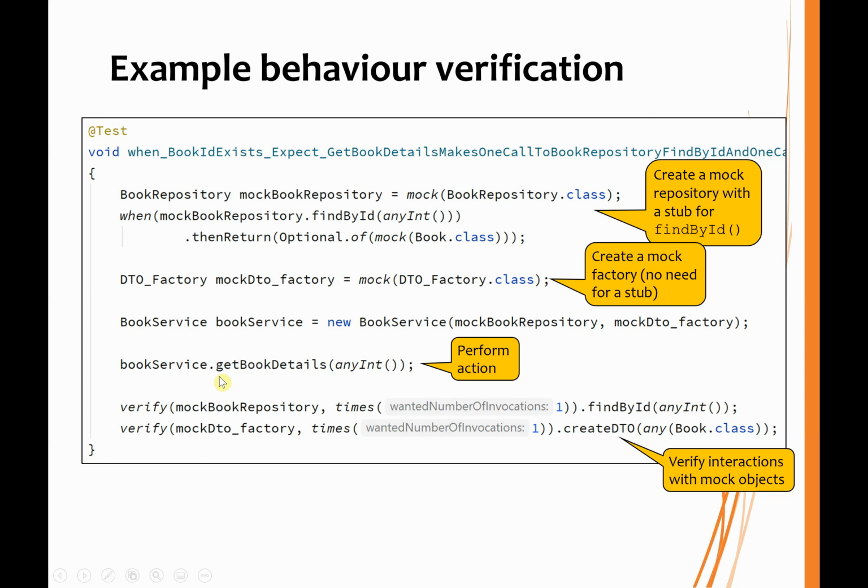So this is the same action as we performed in the state verification, but we're no longer interested in the result. We're interested in its behavior, and therefore we can now verify for the mock book repository that find by ID was called exactly one time. And we can also verify that the mock DTO factory's create DTO method was called exactly one time. Now these verify methods will pass if this condition is true and fail otherwise.